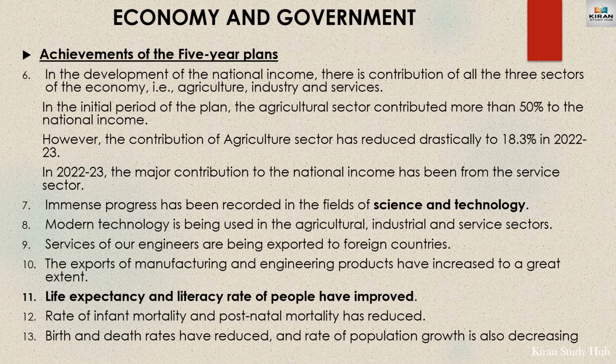The seventh achievement is that immense progress has been made in the fields of science and technology. Modern technology is being used in agriculture, industrial and service sectors. Today, the services of our engineers are being exported to foreign countries. Means many Indian intellectuals are moving to other countries and serving there. The exports of manufacturing and engineering products have increased. Life expectancy and literacy rate of people have improved. The infant mortality rate and postnatal mortality rate have reduced. Birth rates and death rates have reduced, and the rate of population growth is also decreasing.